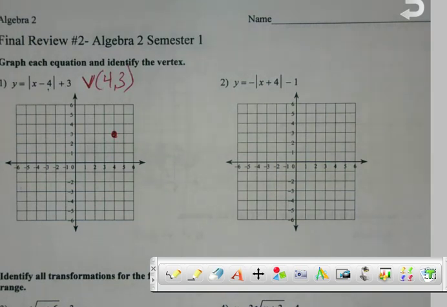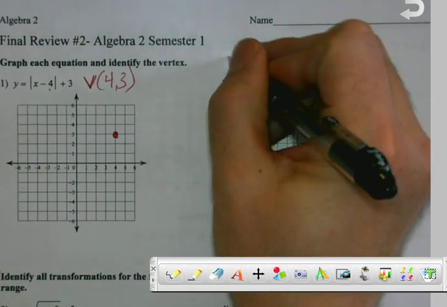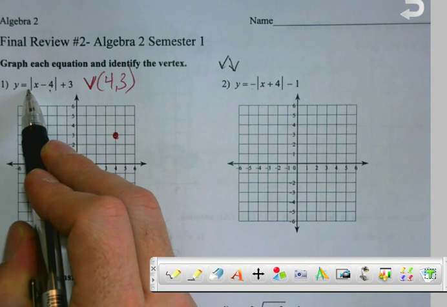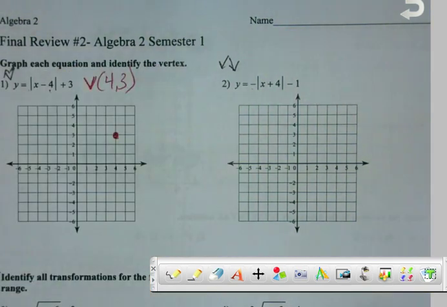Now that I think about it, how would I know if it's going to open up or down? Because I should know before I ever do anything. If there's a negative out front, it's opening down. It's going to look like this. If it doesn't have a negative in front, it's going to open upward, like a V shape. And it's symmetrical, like a parabola is.